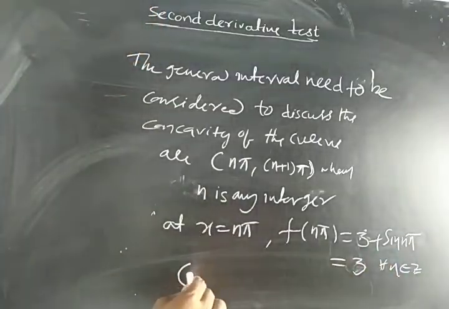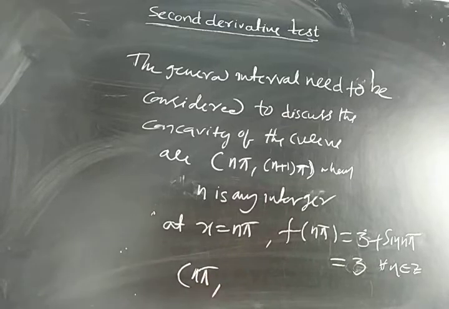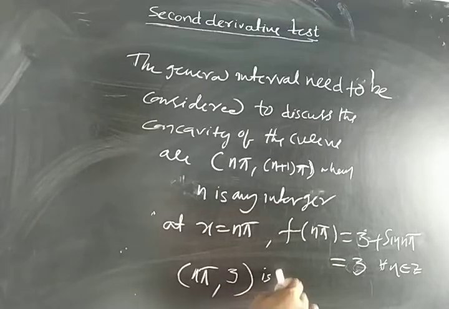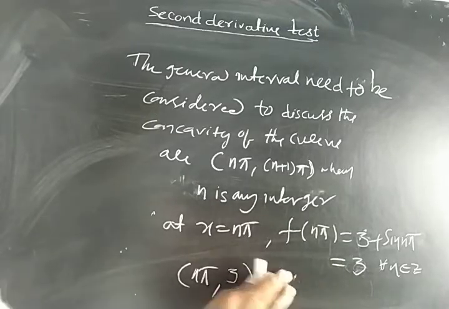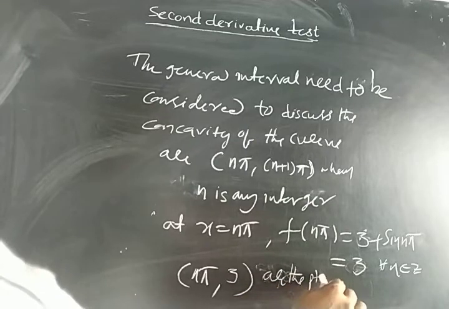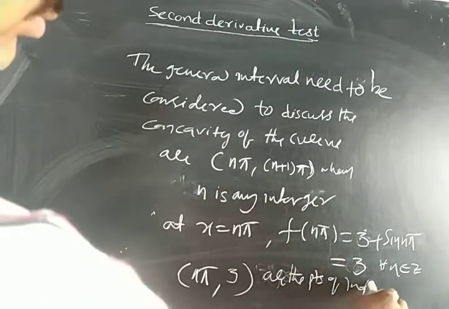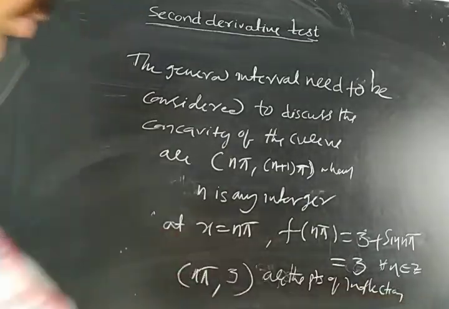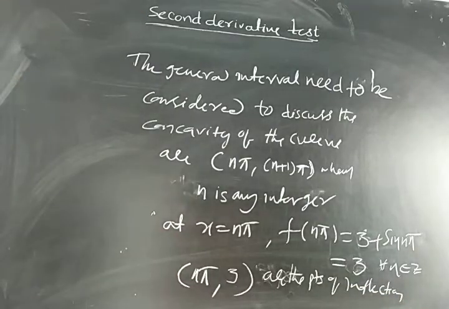So what is the point of inflection? You can take any n pi in place of x, and you will get the output 3. So n pi comma 3 are the points of inflection, where the second derivative is 0.